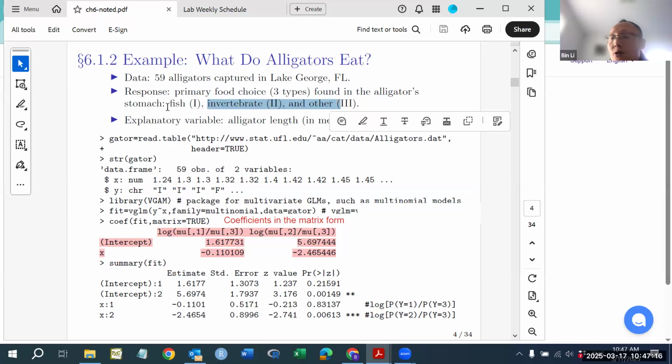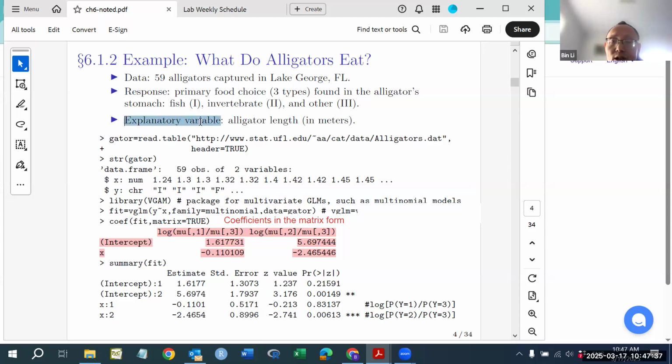And do we have an order here in the response? No, we don't, right? Fish, invertebrate, and other, we don't have ordering relationships in these three groups. So we can just treat the y as nominal.